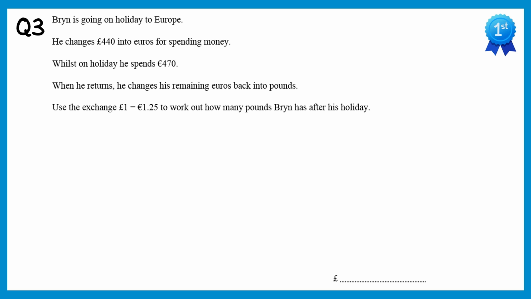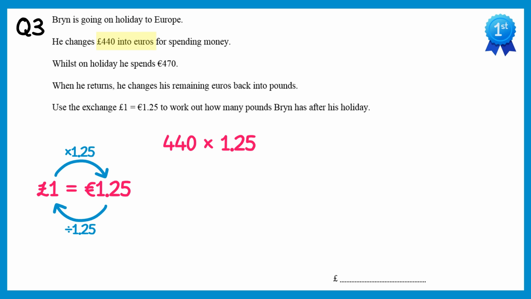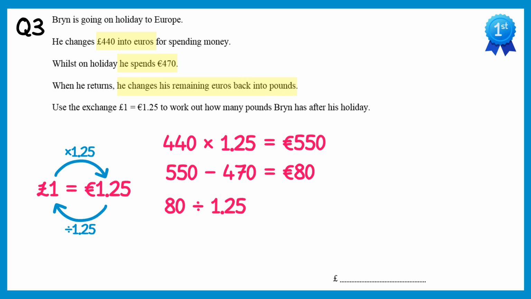In this question, we have an exchange rate which is £1 is equal to 1.25 euros. This means to go from pounds to euros, you multiply by 1.25, and to go from euros back to pounds, you divide by 1.25. In the question, we've got £440, which we need to convert to euros, so we do 440 times 1.25, which gets you 550 euros. 470 of these euros are then spent, so we do 550 take 470, which gives you 80 euros, and then we need to convert this back into pounds, so we do 80 divided by 1.25, which gets you 64 pounds.